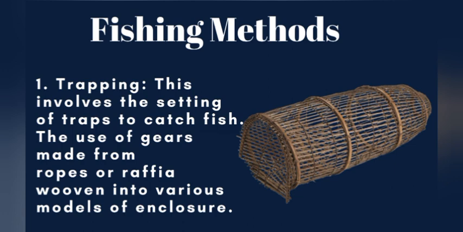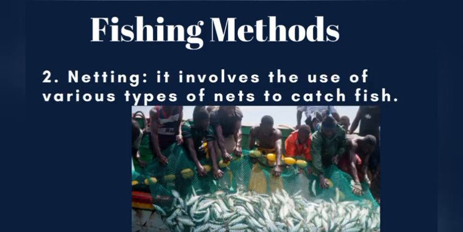The use of gears made from ropes or raffia woven into various models of enclosure. Okay, this method involves the use of traps. You can set the trap in the water just to get the fishes. Then number two, netting. It involves the use of various types of net to catch fish. This is a very primitive and old method that people still use in rural areas.